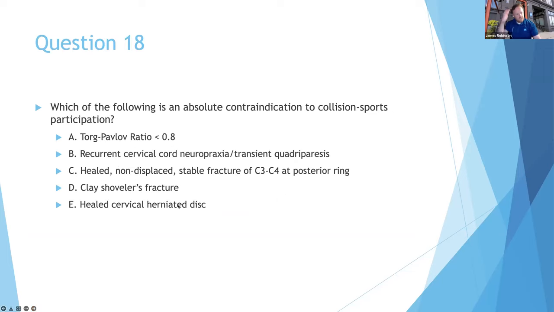Okay. Question 18. Which of the following is an absolute contraindication to collision sports participation? A, a Torg-Pavlov ratio of less than 0.8. B, recurrent cervical cord neuropraxia or transient quadriparesis. C, healed or non-displaced stable fracture of C3, C4 at the posterior ring. D, clay shoveler's fracture. Or E, healed cervical herniated disc.